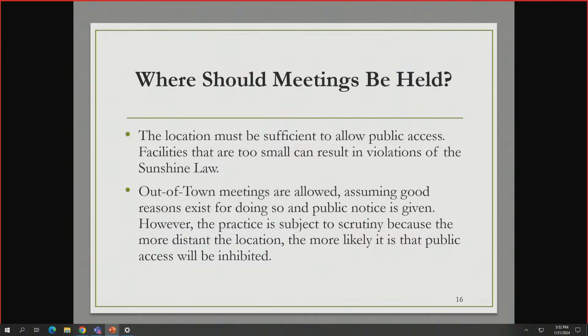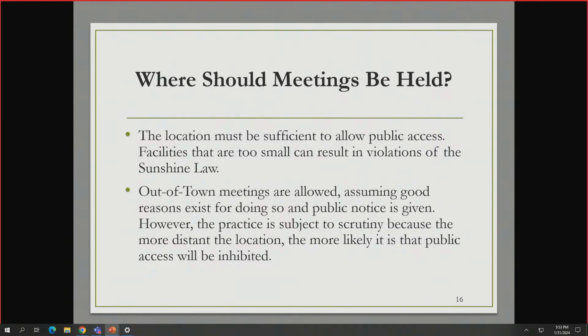In theory, out-of-town meetings are allowed. When I say out-of-town, I still mean within the district, assuming good reasons exist for doing so and public notice is given. If, for example, there were a reason to meet in Vero or in Sebastian or wherever within the county, you can do it, as long as public notice is given. But as a general principle, because of the limitations on access that can occur, all the way from parking to the ability to fit people within the room, unless there is a very good reason, the better practice by far is to meet where you know you have the facilities and where you have the ability for people to attend.